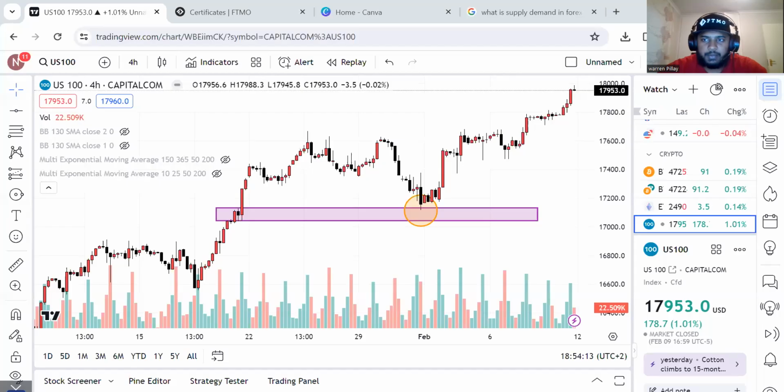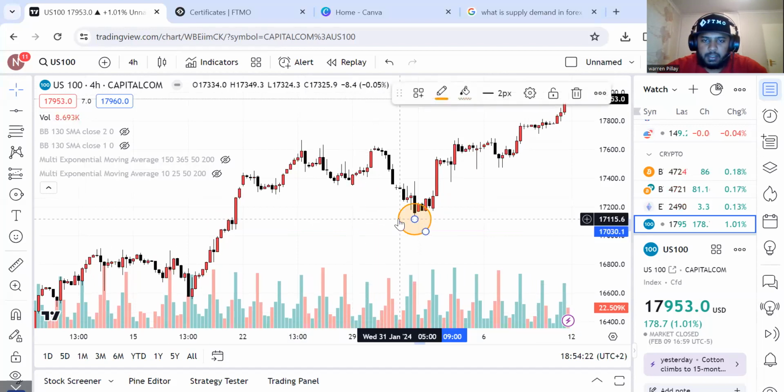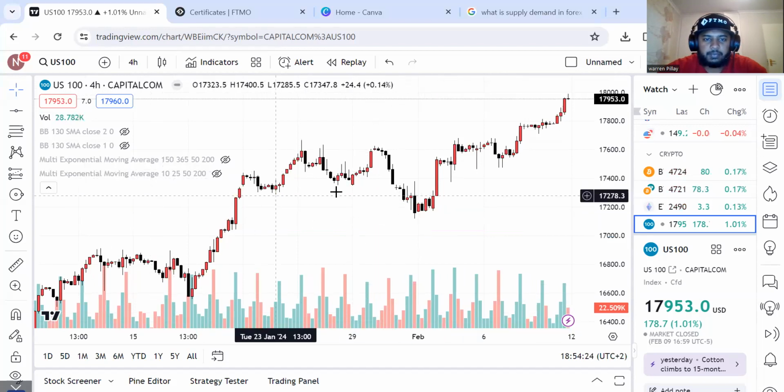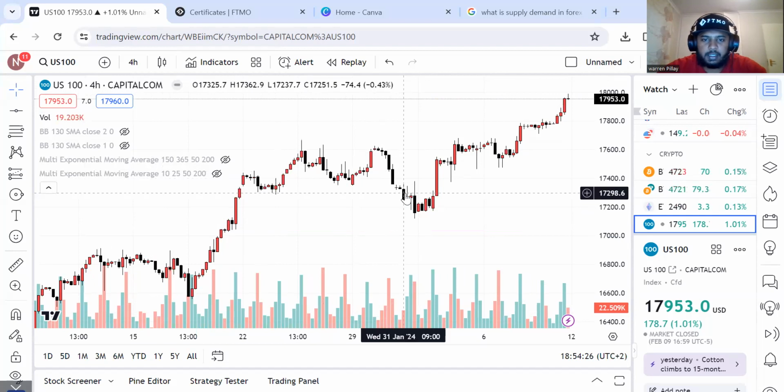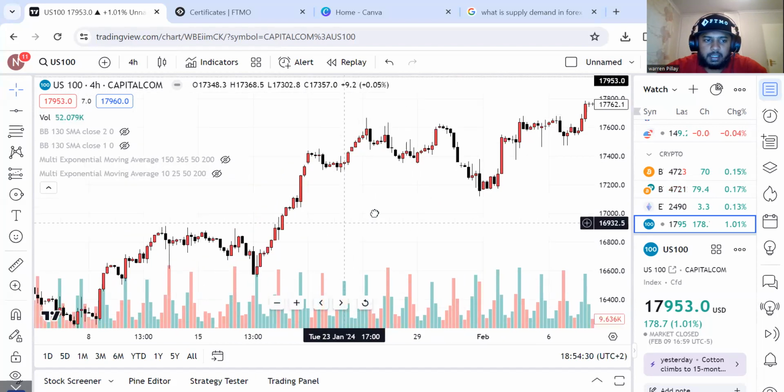Okay, so let's go to the market. So my favorite market, US 100, TradingView. Okay, so supply and demand. What the hell is supply? You can almost see it as support and resistance, but it's a little bit different.